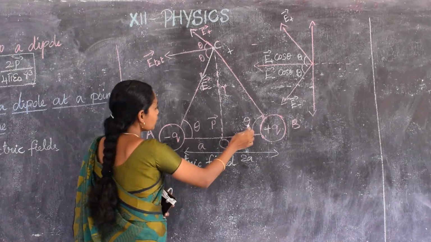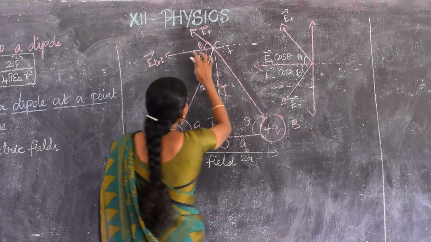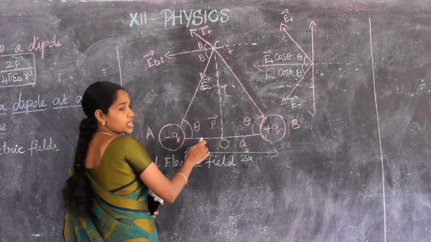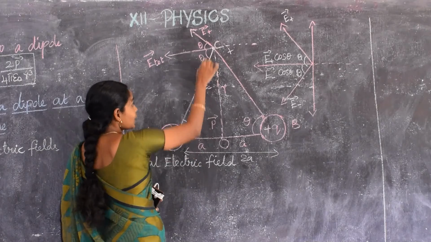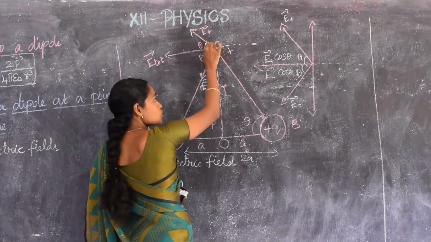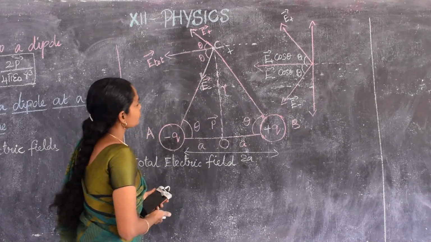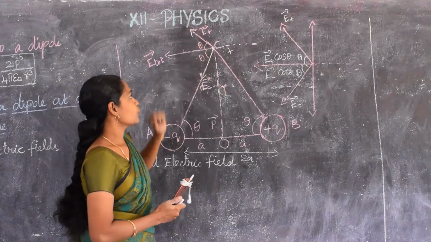So, this angle is theta, this is also theta. Extend this line. These two lines are parallel to each other. So, we know that alternate angles are equal. So, this is theta, this must be theta, so this is also theta. Now, we have to calculate the magnitude of the electric field.